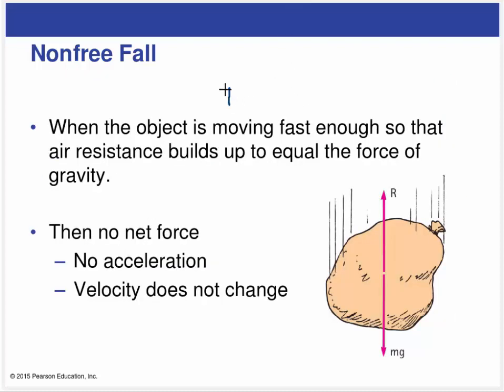Because this resistance depends on speed, it makes sense that as an object falls, it's going to fall faster and faster, and air resistance is going to get larger and larger, and at some point this air resistance is going to build up such that it's equal to the force due to gravity. In this case, if the force due to gravity is simply 100 newtons, then this resistance is going to become larger and larger, and at some point it's going to be 100 newtons.